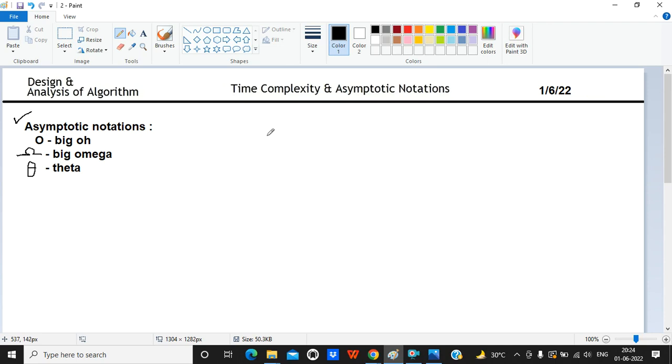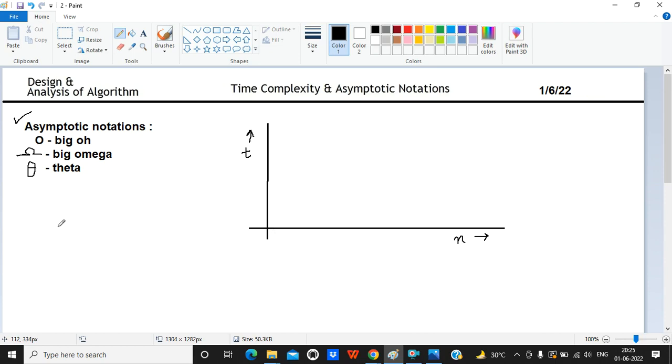Now, see, we have to understand something. Suppose this is your time, and this is your number of input, size of input n. So, if we plot the time taken by an algorithm against the number of input or the size, then we can get a graph.